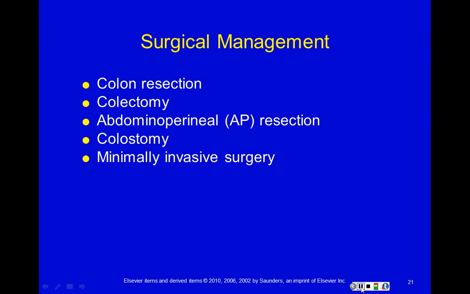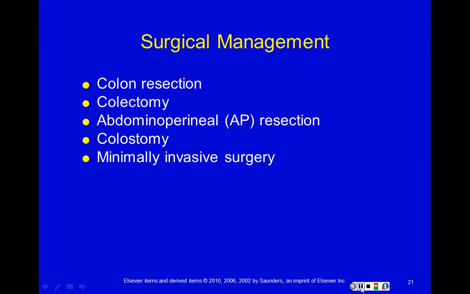Okay, so with surgical management, the person can have a number of different things done: a colon resection, a colectomy, an abdominal perineal resection, a colostomy, and there are also minimally invasive surgeries that are possible. Surgical management, again, is going to depend on the extent of the cancer. A colon resection is removal of the tumor and regional lymph nodes.